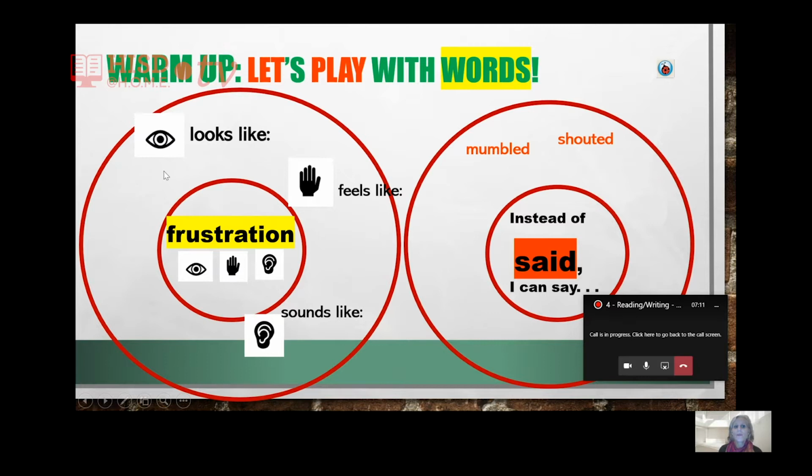And I want you to write whatever comes to mind. So look like, feel like, or if you see someone else frustrated, they're frustrated with something, what are they doing? What does it look like? What does it feel like? What does it sound like?